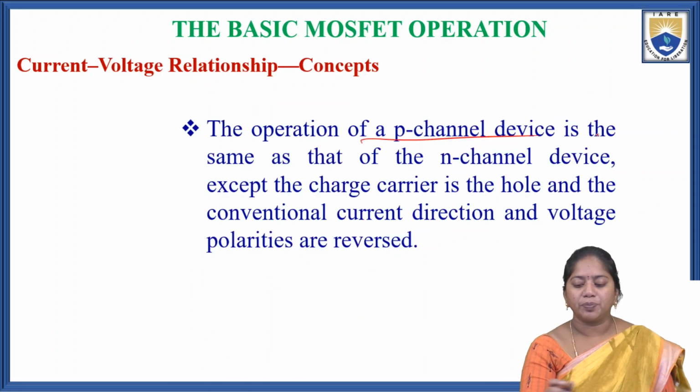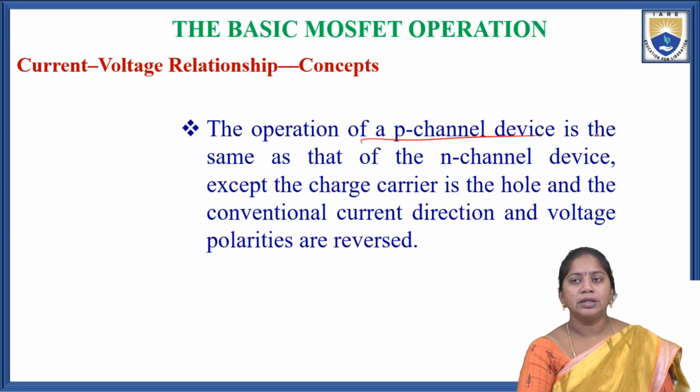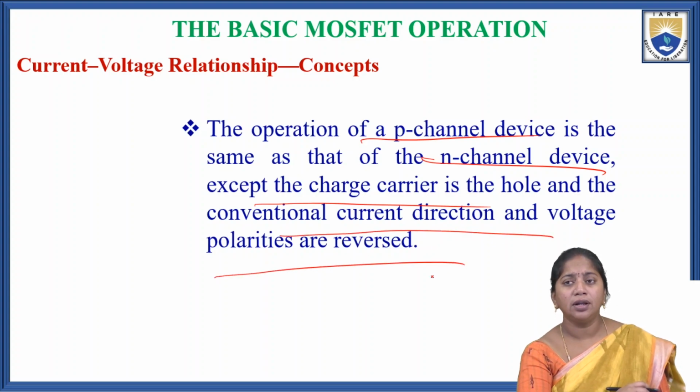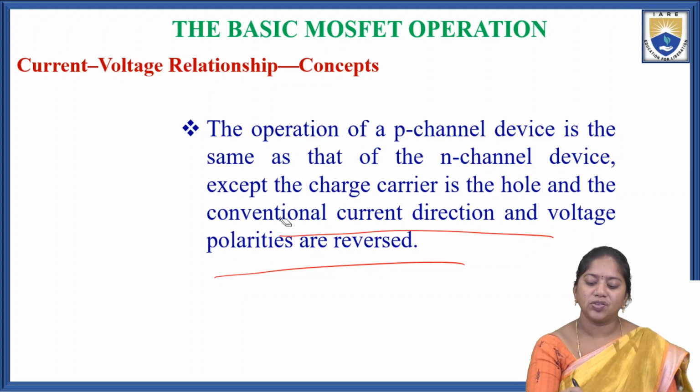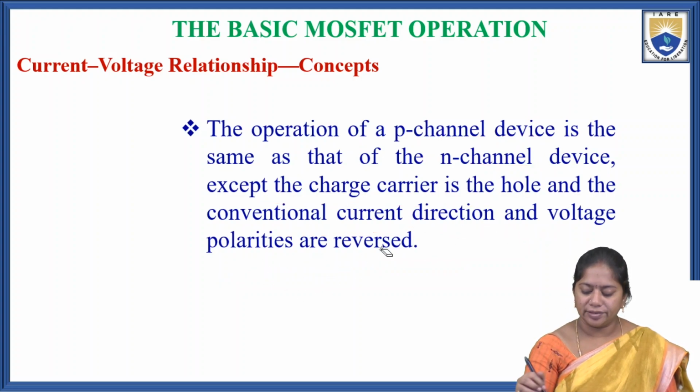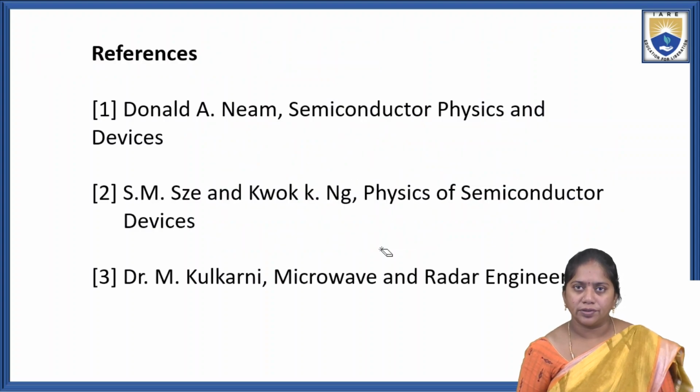So the operation of the P-channel device is the same as that of the N-channel device, except the charge carriers are holes, and the conventional current direction and the voltage polarities are reversed relative to the N-channel device. In the N-channel device, the charge carriers are the electrons. So these are the references used for the semiconductor physics.